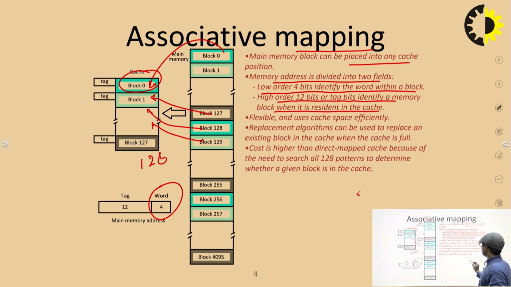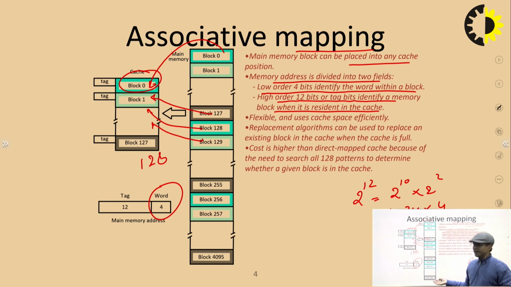The higher order 12 bits identify the memory block when it is resident in the cache. So, if we see 2 raised to power 12, how much will it be? It will be 2 raised to power 10 into 2 raised to power 2. So, it is 1024 into 4. So, you can see there are 4K tags possible here.